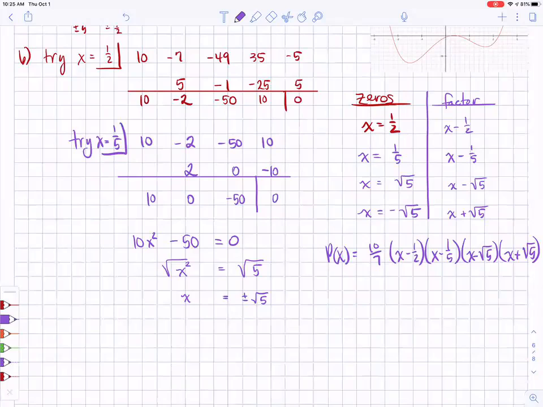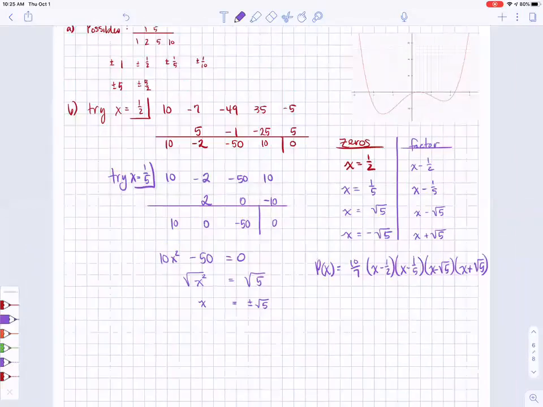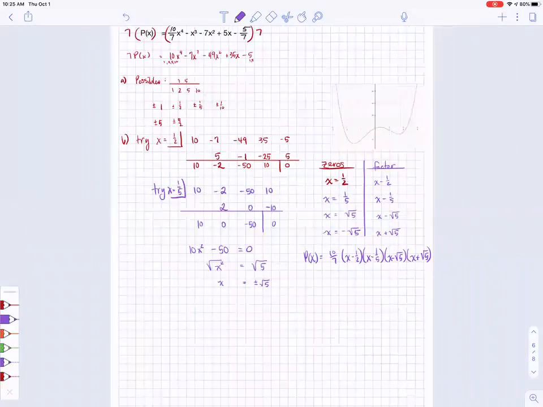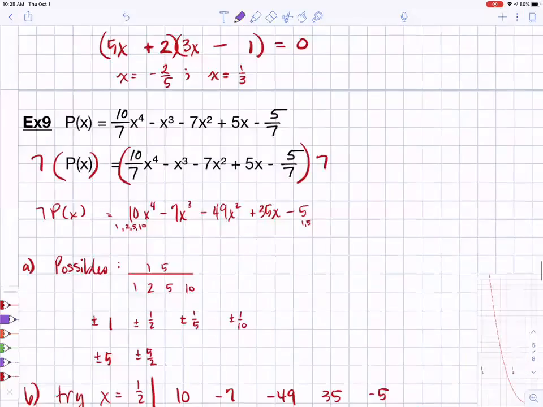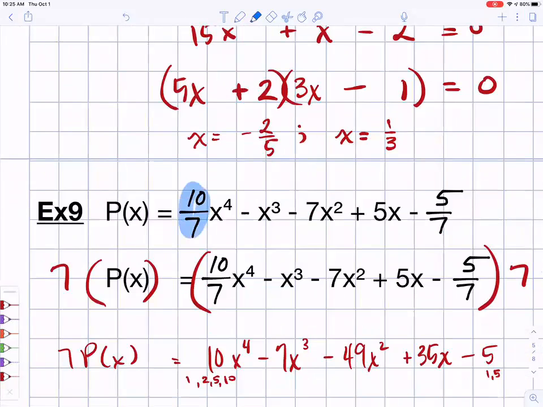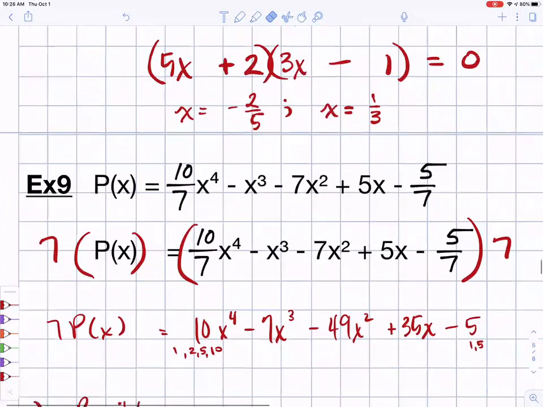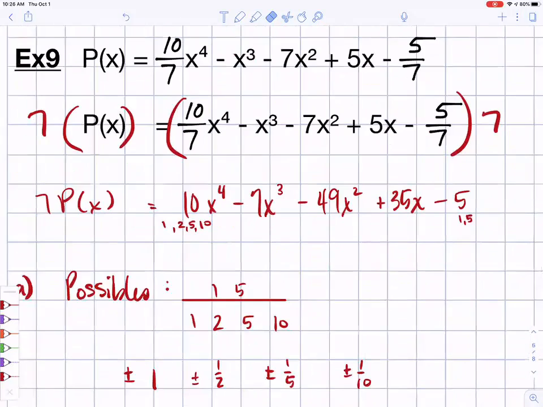So having the 10 out there still doesn't match. It matches our manipulated version, but it doesn't match the original. So just be careful with that. So where did you get the 10 over 7 again? So the original leading coefficient has to match. So when you originally multiplied it by 7 and got the 7p of x, you forget about the 7p of x after this. Yeah, so remember this.